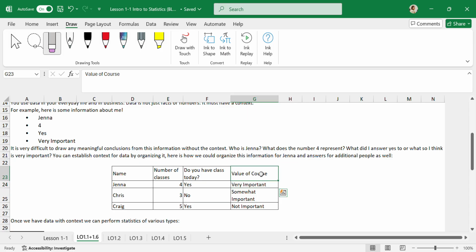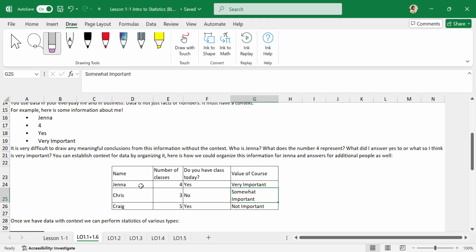And the very important was how valuable I think the statistics course is. I think it's very important as your professor for the course, but that shows you what question was asked: how important do you think the course is? And I thought it was very important. So instead of just saying Jenna, four, yes, very important, when I organize it in this table format that tells me what the values correspond to, that's what's meant by a context for the data.